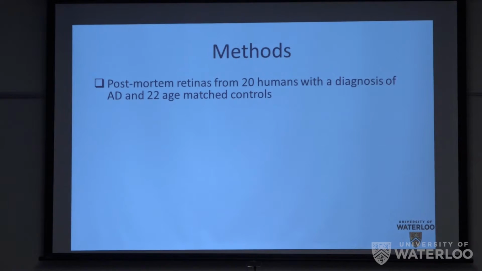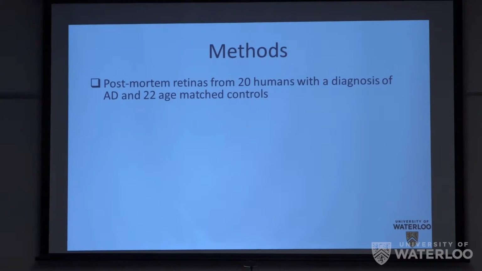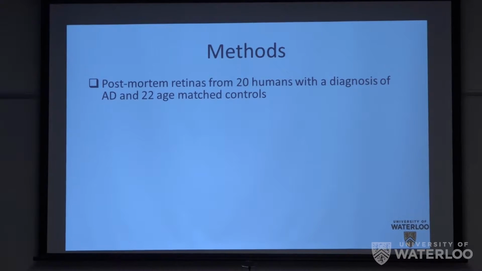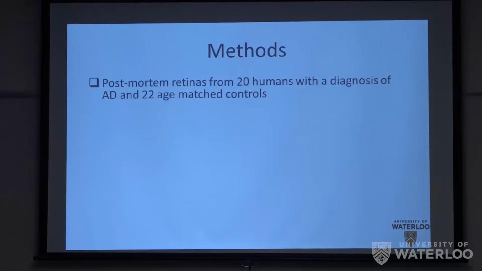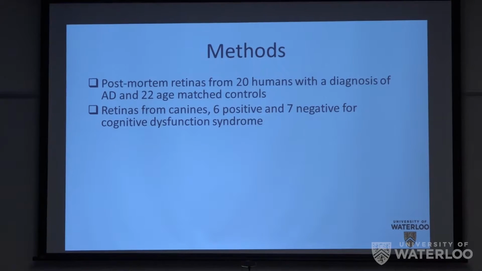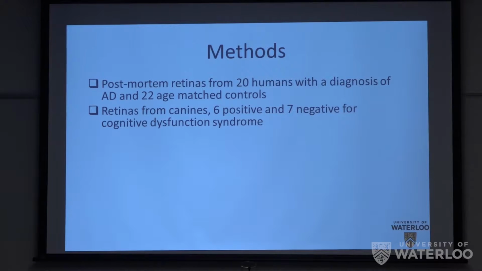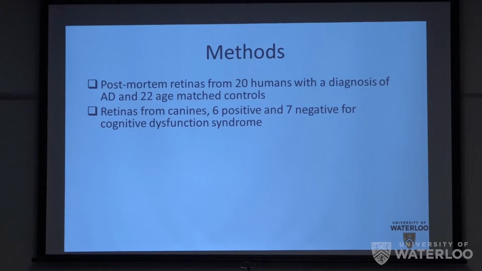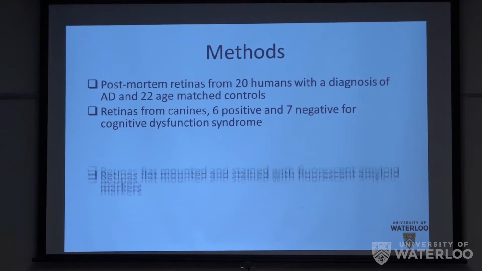So in this particular cohort, we had 20 humans with a diagnosis of Alzheimer's disease and 22 age-matched controls with no dementia and no Alzheimer's and no glaucoma, which has also been associated with amyloid. And the retinas from the canines, at this point we had 6 positive and 7 negative for cognitive dysfunction syndrome, which is the name of the disease in the dogs.